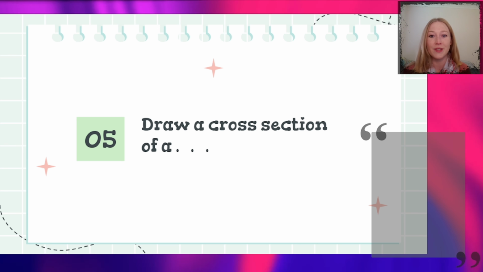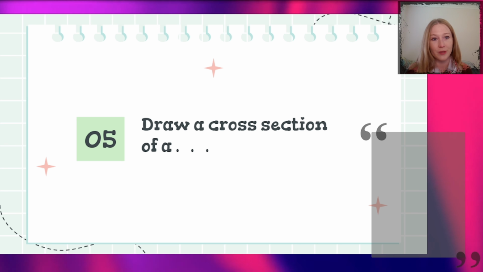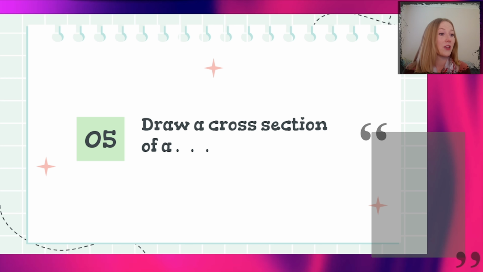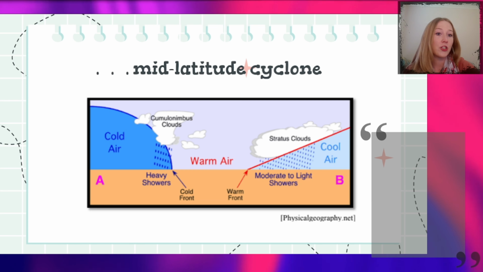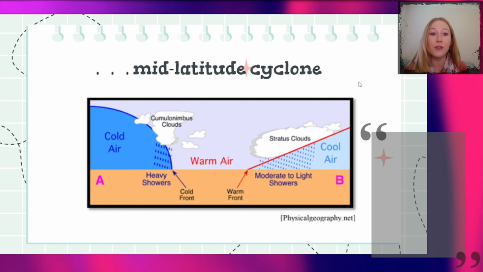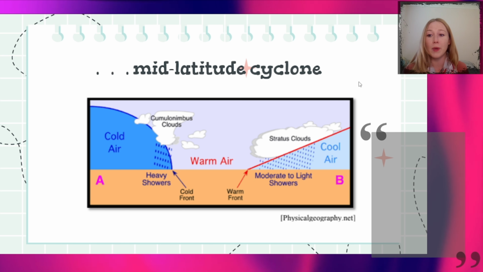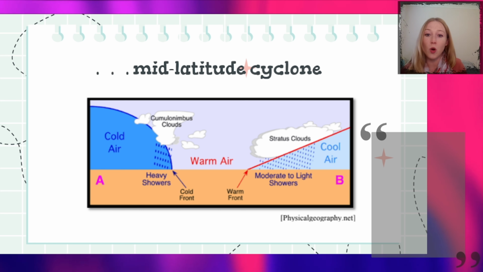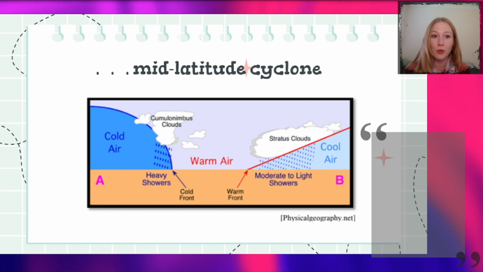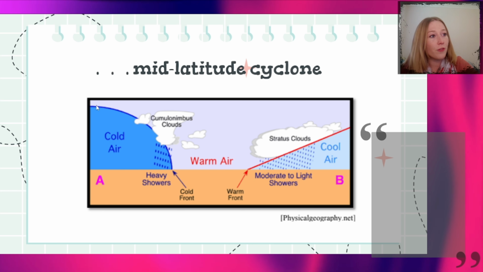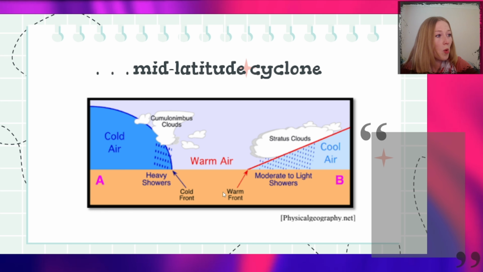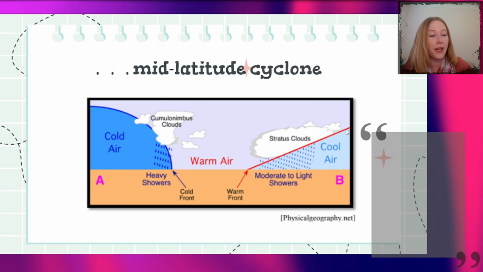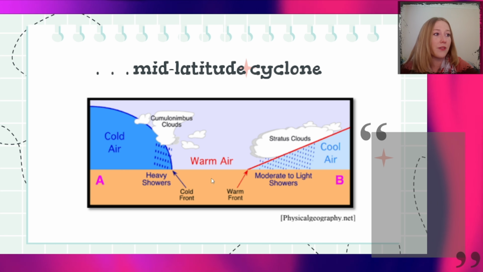Another absolute favorite, draw a cross section. So they're asked to draw cross sections of multiple different parts of the mid-latitude cyclone. In one case, they actually asked just to draw a cross section of a mid-latitude cyclone. Now, if you remember, a mid-latitude cyclone has a cold front and a warm front, so include both of the fronts in your diagram. The cold front will always have this curved shape. The warm front has a gentle gradient straight line from the ground. Always draw it in this direction.